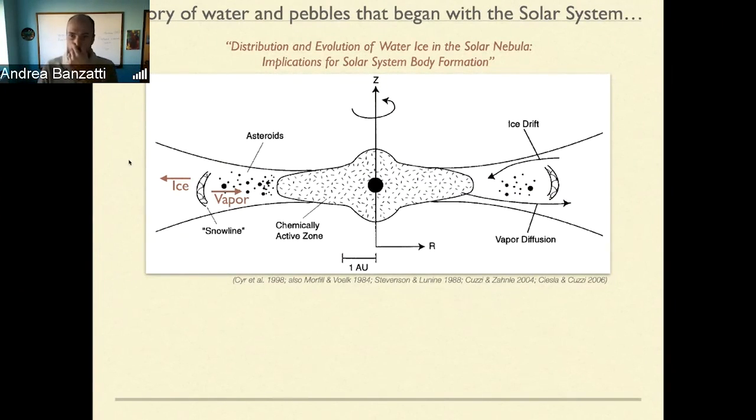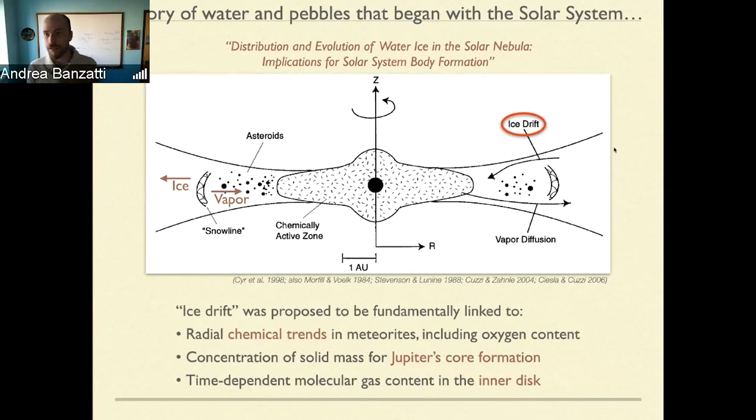So in these early works, it was identified that, in particular, ice drift has a fundamental role in explaining some of the features of our solar system. In particular, observations of chemical gradients in meteorites, their oxygen content, isotopic ratios. And then to explain also the concentration of solid mass to speed up the formation of Jupiter. And thirdly, a time-dependent molecular gas content in the inner disk, favoring chemistry that varies with time.